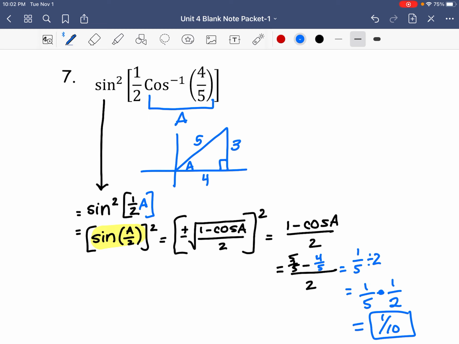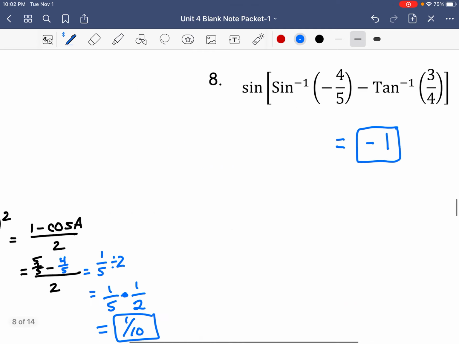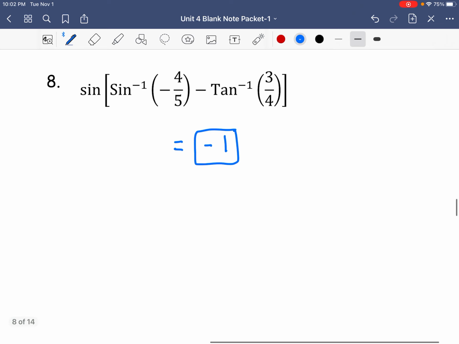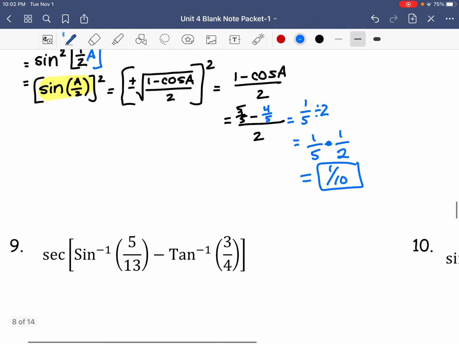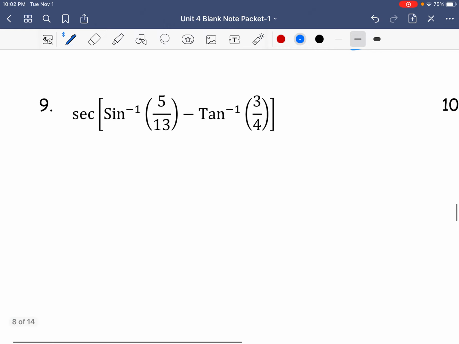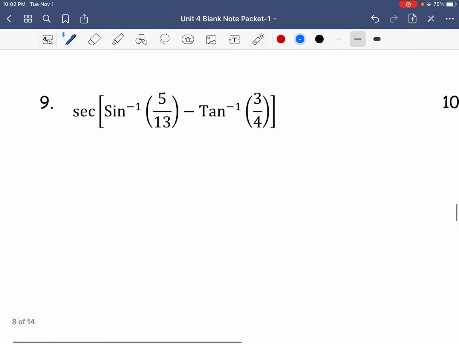Okay, try number 8. It is not a half angle. Just press pause and try number 8. Okay, this required 2 triangles. Hopefully when you worked it all out, you were able to get -1. Okay, let's try 9 and 10.